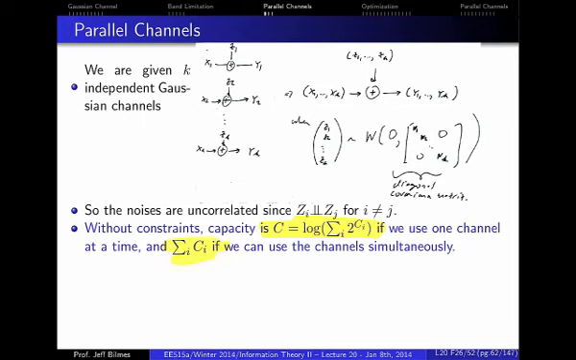It depends. The capacity does increase if we can use the channel one at a time, because essentially the number of bits per joint channel use increases, but it only increases as the log of the sum of the two capacities.